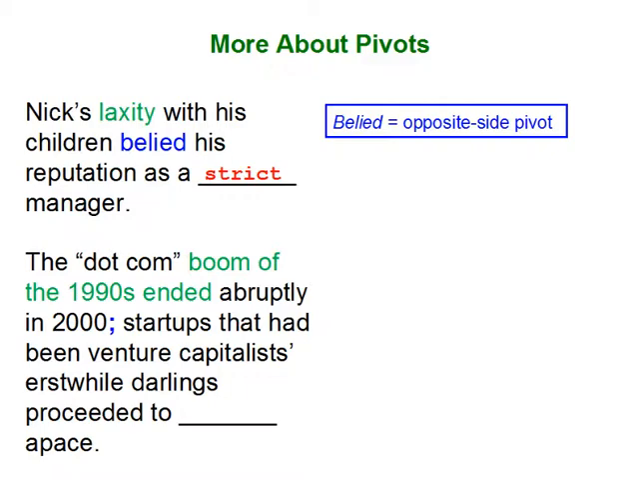And this can be very helpful in an example like the one on the screen. If we know that the boom of the 90s ended, then what would happen to these venture capitalist erstwhile darlings? Now, don't be thrown off by this kind of strange language, apace and erstwhile darlings. If the boom ended, what had to have happened, since we know that the semicolon indicates we're moving in the same direction? What had to have happened to the venture capitalist darlings? Well, they must have also ended, or we might say failed.